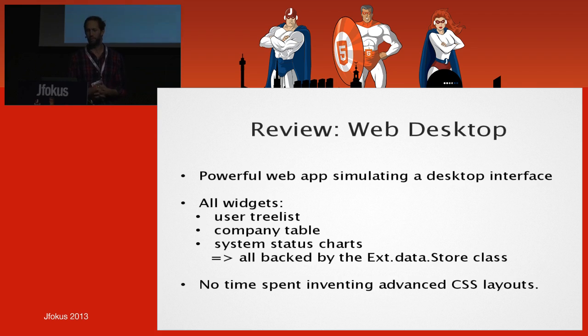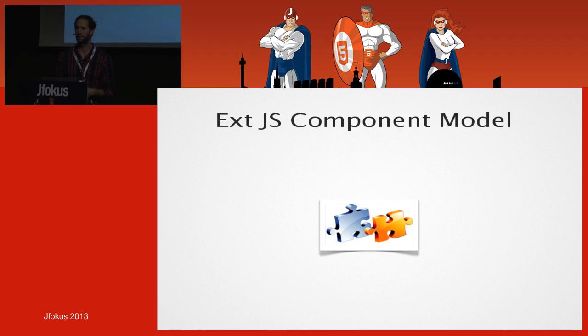So if we review this sample, we got something that was really powerful, something simulating a desktop interface. All the widgets, the user tree list, the company table, the system status charts, all those are backed by the Ext data store. So if there's data in the store, they will show it. If it changes, it will reflect. We didn't spend any time in this demo inventing any complex CSS layouts or worrying about cross-browser differences. All of that is outsourced to the guys writing the underlying framework, so to speak.